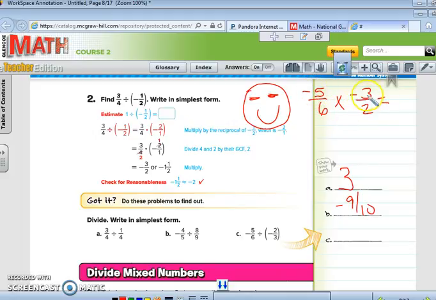A negative times a negative is a positive, so -5 times -3 is positive 15. 6 times 2 is 12, and then simplify. 12 goes in 1 time with 3 left over, so over 12, and then simplify by dividing by 3. 3 goes into 3 1 time, 3 goes into 12 4 times, so you get 1 and 1/4.